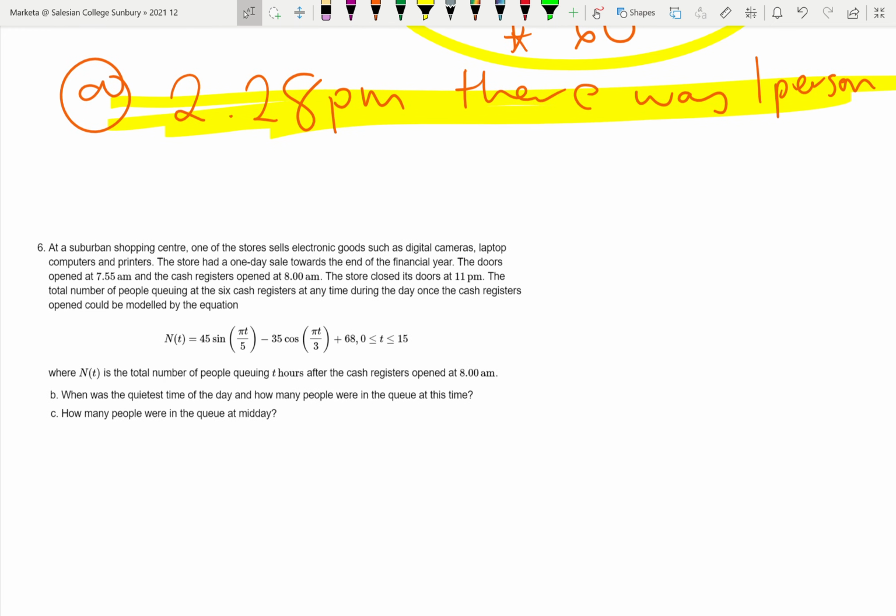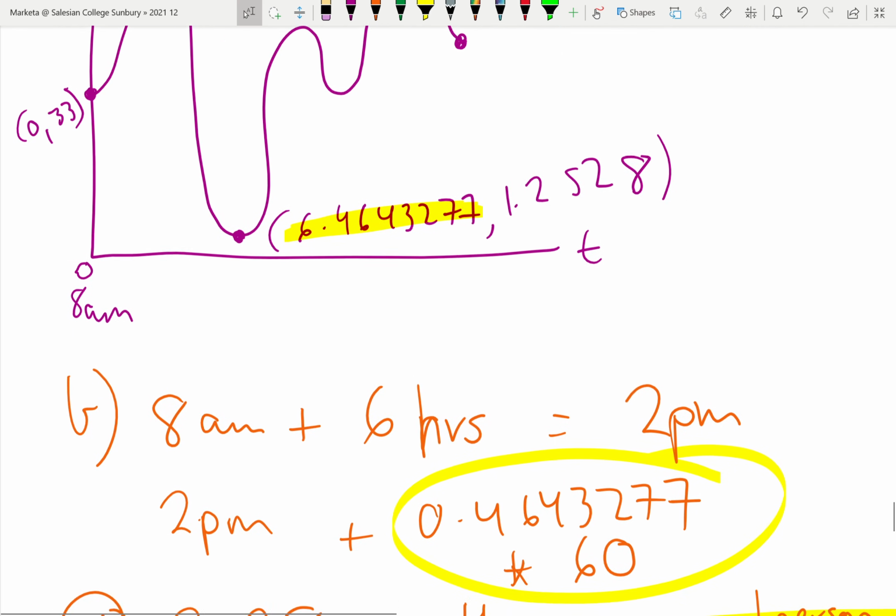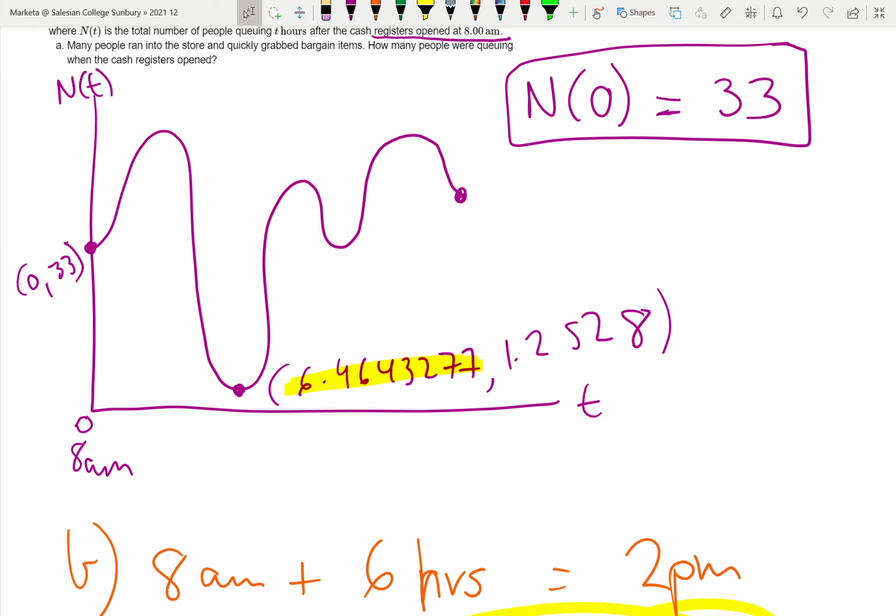See, how many people were in the queue at midday? Okay, so we can just go back to our graph, and we can say, well, analysis G-solve, we can go to xcal, ycal, and midday is 4 hours after 8 a.m. So this value here, let's say it's around here, is 4, and then we can find out what the y value is, and we get 112 people.